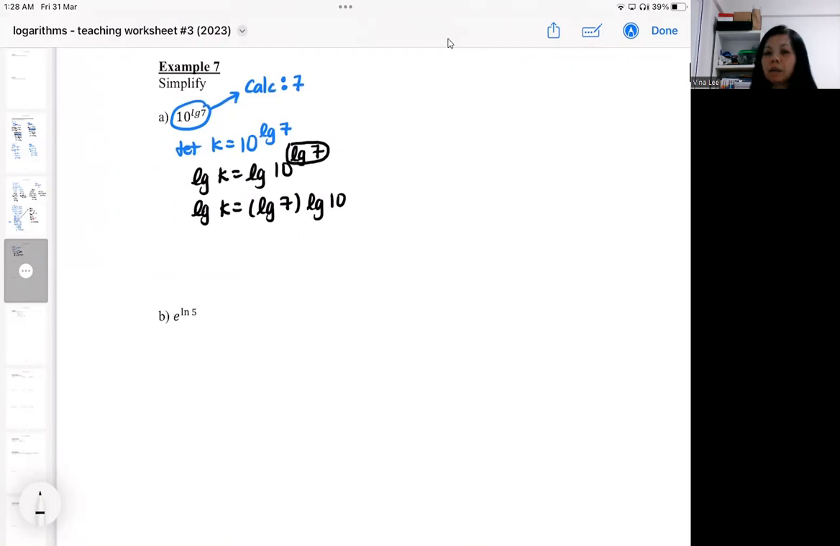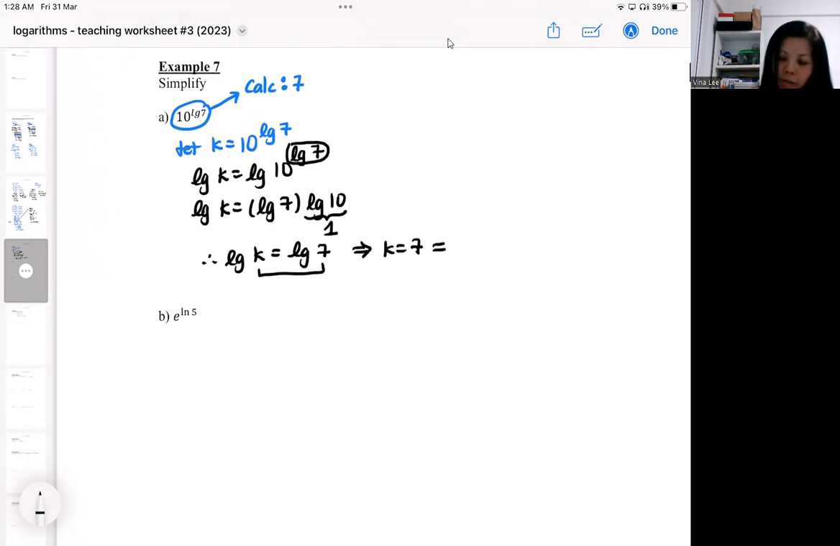It allows me to bring down the LG 7, and this has a value of 1. So essentially, you get LG K equal to LG 7. And if you compare both sides, you get K equal to 7, meaning your K, which is this, is actually equal to 7. But directly, you will be able to punch it on your calculator as well. This is just to show you how you use the exponential technique to find the value.